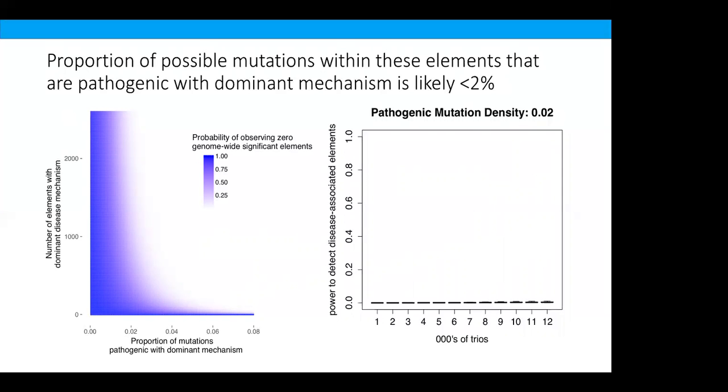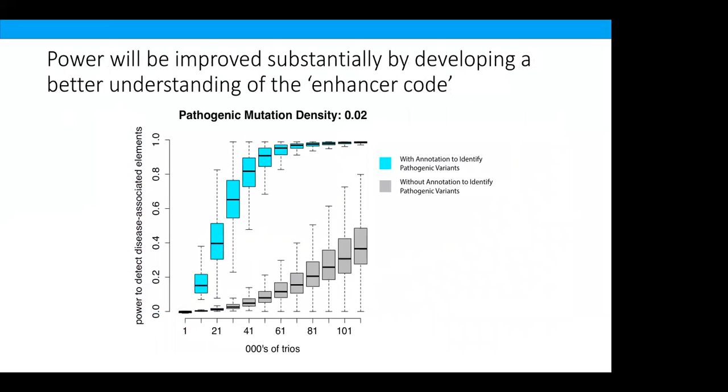So if we take this plot on the right of the power given a pathogenic mutation density of 0.02 and extend it out, it gives, I think, a really interesting picture of how the field of interpreting de novo mutations or variants in general and non-coding elements may evolve. What this basically says is that we'd have to go well over 100,000 trios, the gray plot here, to discover a good proportion of the disease-associated non-coding elements without a tool like VEP in the non-coding elements to define what is benign and what is a damaging mutation.